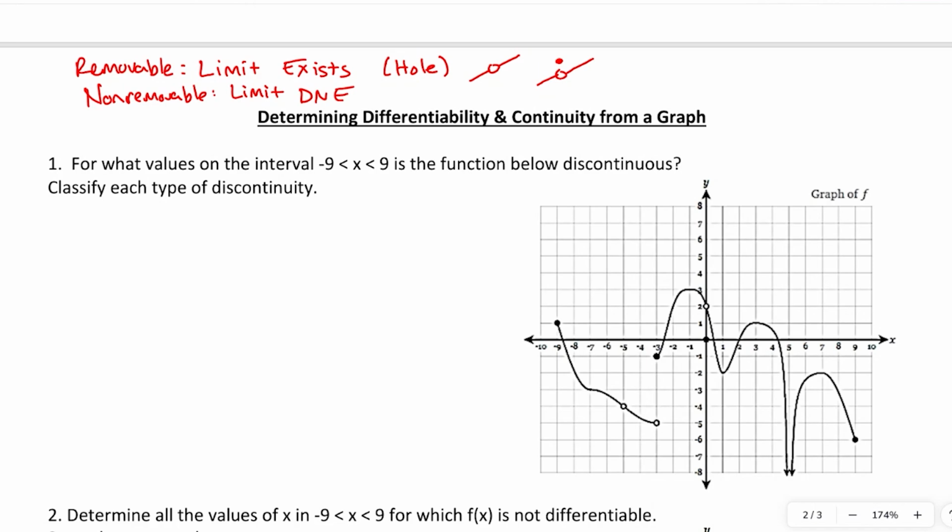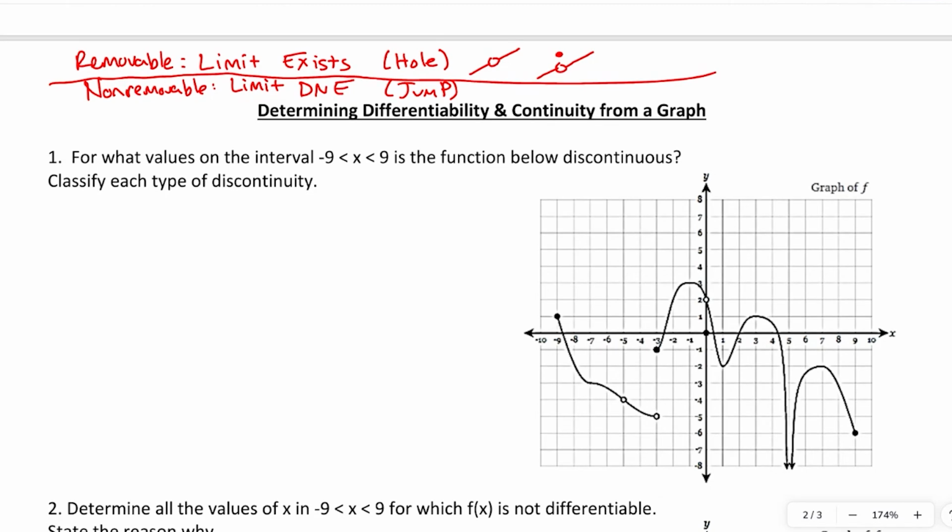And there are 2 different types of non-removable discontinuities that you'll see. One of which is a jump, where you have something like a piecewise function with 2 pieces that are not connected. The other type of non-removable discontinuity is when we have an asymptote, something like this, a vertical asymptote. We can call that either an infinite discontinuity or just a vertical asymptote.